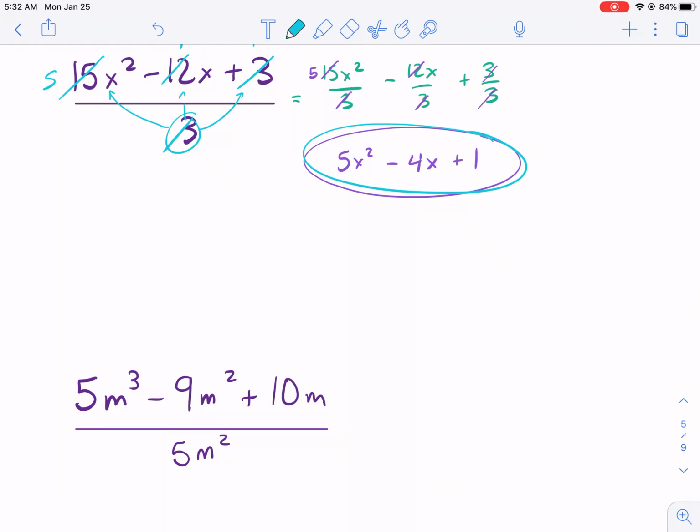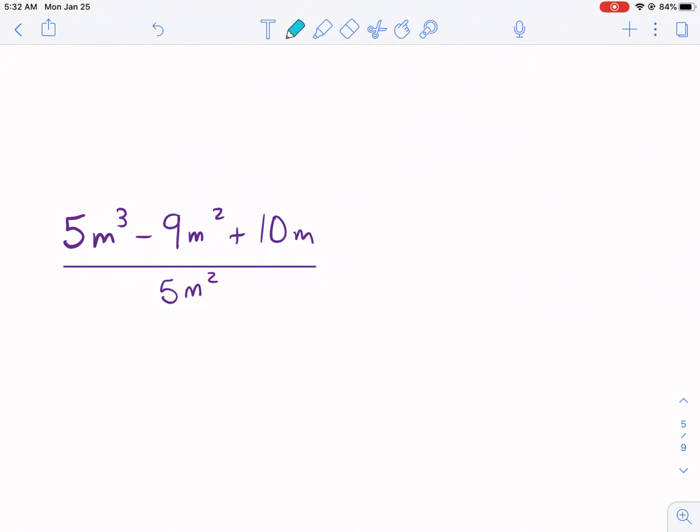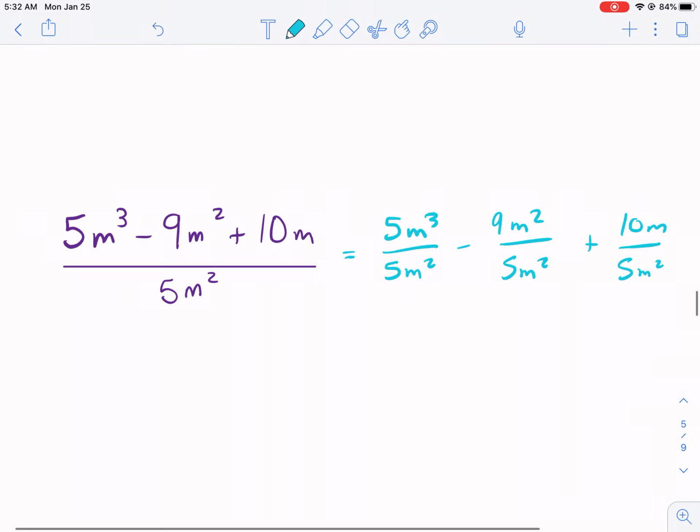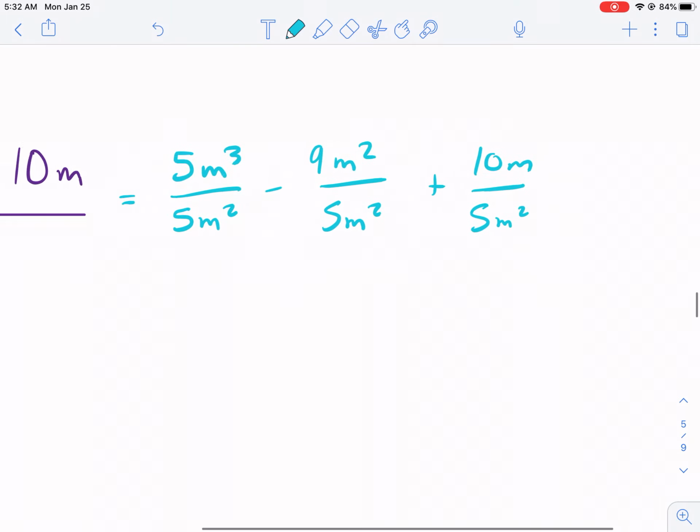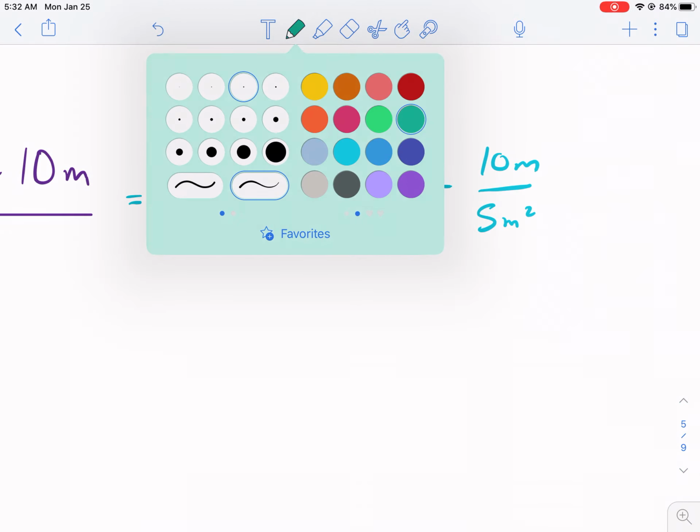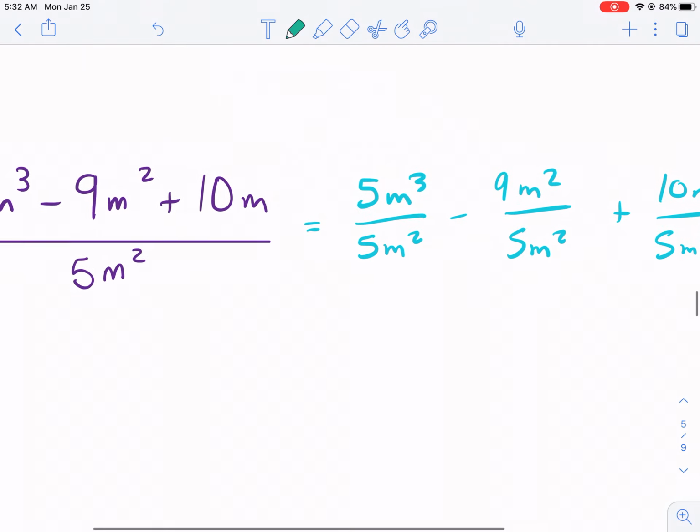So the next one I have is 5m cubed minus 9m squared plus 10m over 5m squared. Again, I can rewrite this as 5m cubed over 5m squared minus 9m squared over 5m squared plus 10m over 5m squared, just so you guys can see it. I like canceling without rewriting it. So this is a good one. Remember how I said that we're going to have some that remain as a fraction because you can't cancel? That's what's going to happen here.